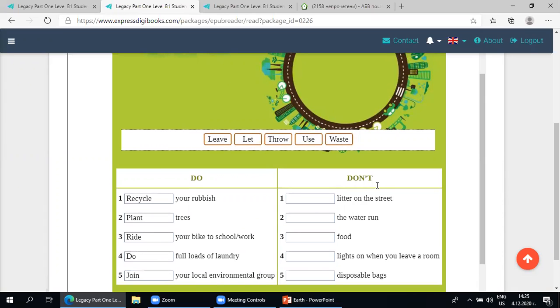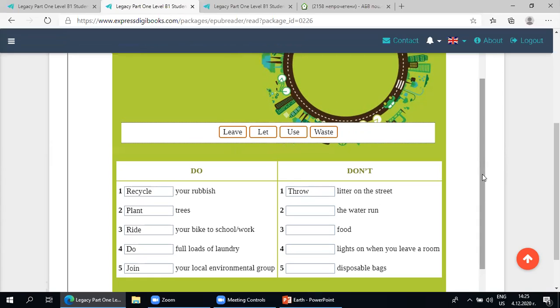Okay, and now what we shouldn't do. Yes, you can both take part in this exercise. Okay, Ilyan, go. Take turns. Throw litter on the street. Yes, don't throw litter on the street. It's very important. If you want to have beautiful streets, clean streets, you shouldn't do that, okay?